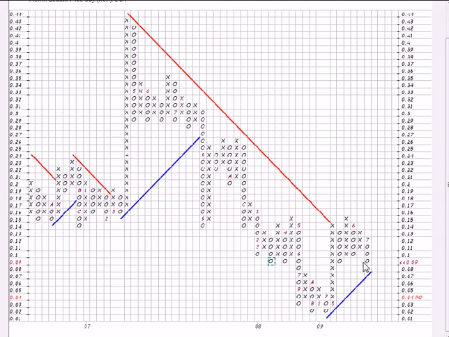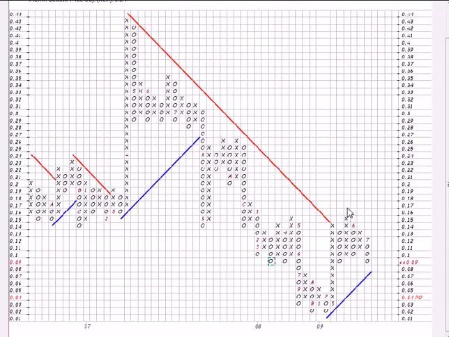This is going to cover the point and figure chart in finding support and resistance. Now, support can be found at the bottom of every O column. An O column is when the stock is falling. Conversely, resistance can be found at the top of every X column, and this, of course, is when the stock is rising.